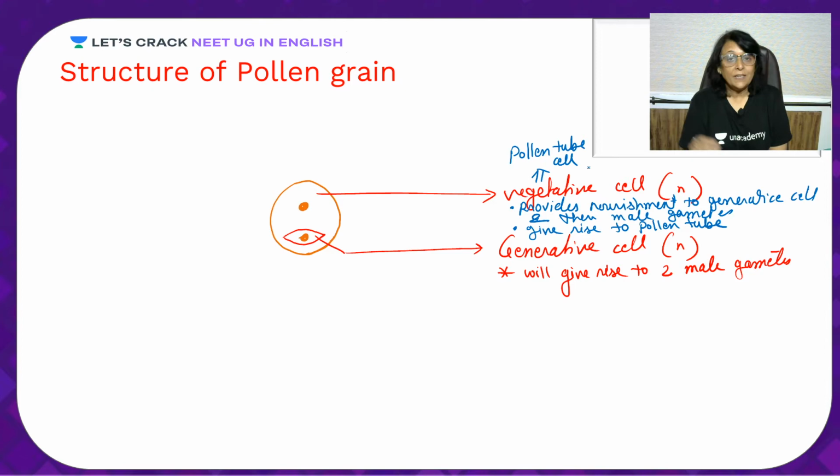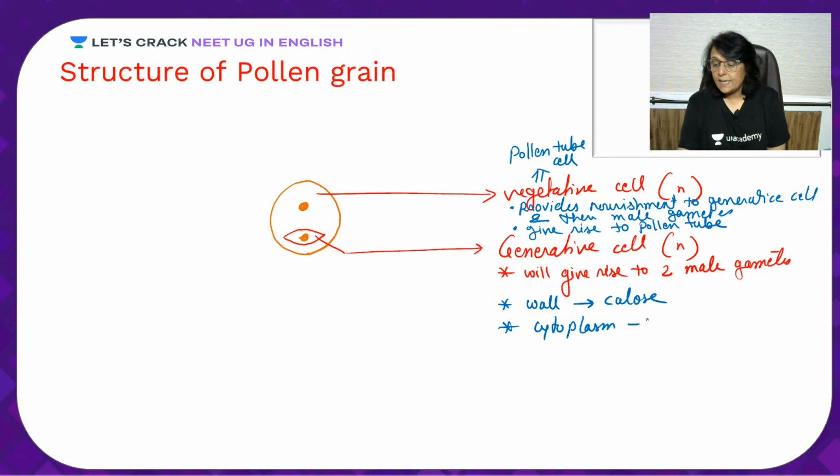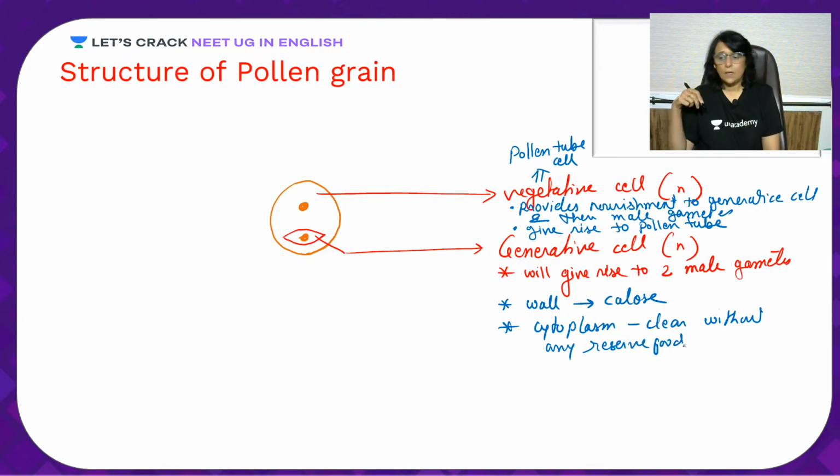Now, the generative cell, its wall is made up of callose. Its cytoplasm is clear without any reserve food. So where is the reserve food? The complete reserve food is with the vegetative cell, and that is why it is able to provide nourishment to the inner cell, that is the generative cell.